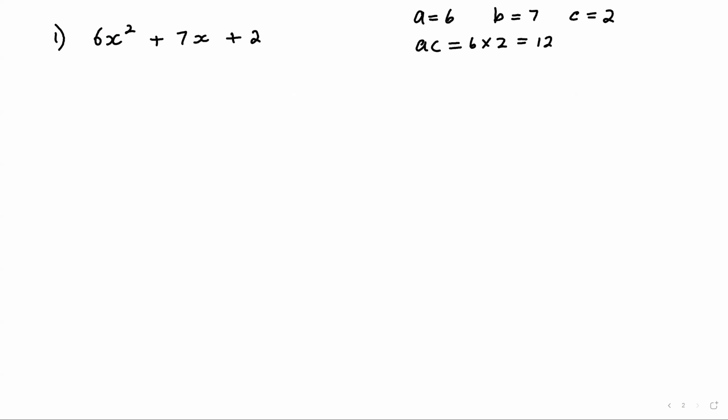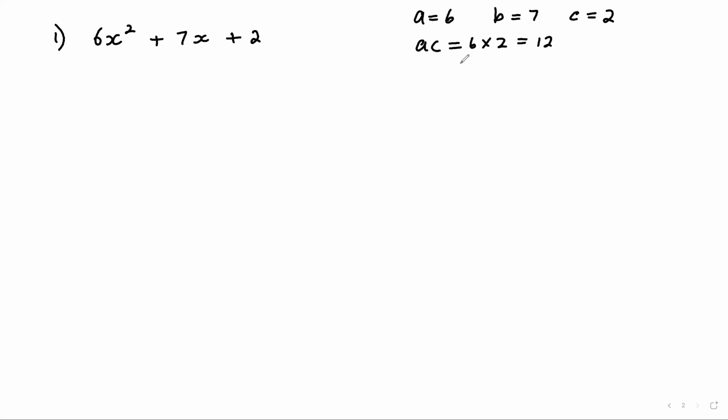And now I list the factors of 12 because I need to choose the two factors of 12 that will add or subtract to give me back 7x, and at the same time multiply to give me back 12. So when I'm listing my factors, I'm going to list them in the pairs that already multiply to give me 12. So now I'll just be looking at those pairs to see which one of those will give me 7 when I add or subtract them.